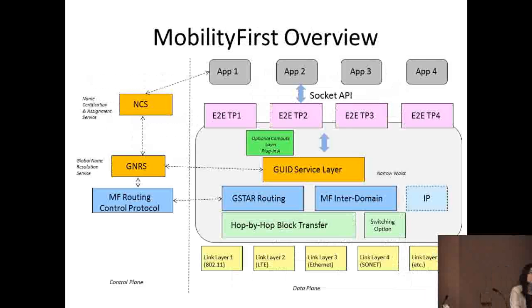Then this is the MobilityFirst overview. Of course, everybody is super familiar with that. In the context of IoT, each content, each sensor could have a GUID, and we track their locations through GNRS. And because we are supporting the Internet of Things, we actually need to create different types of GUIDs, as I will mention in a little bit.